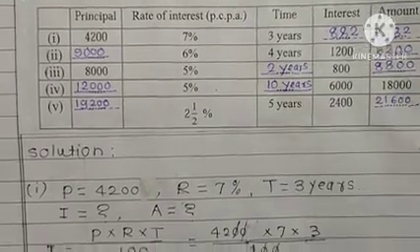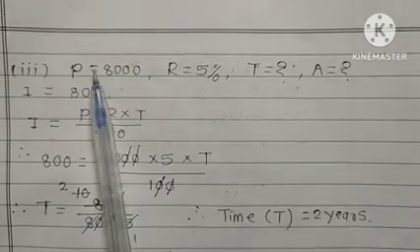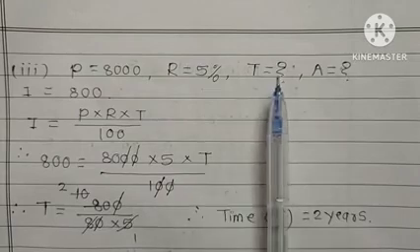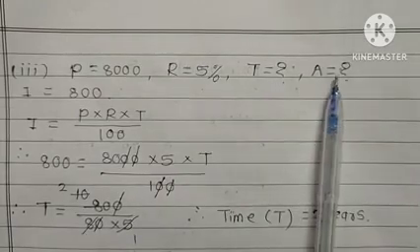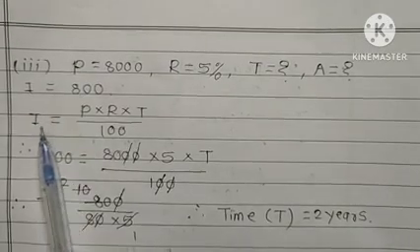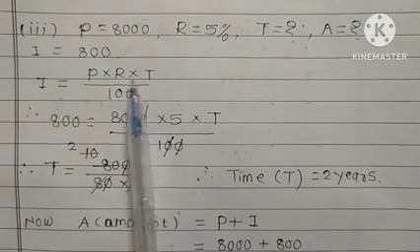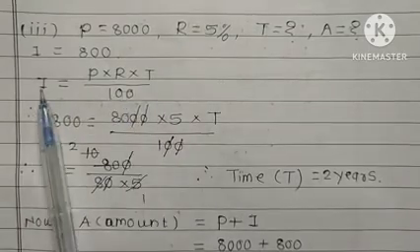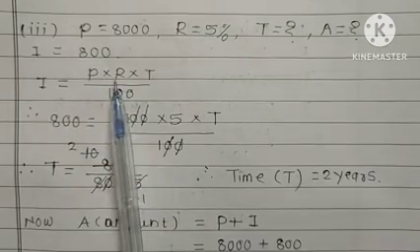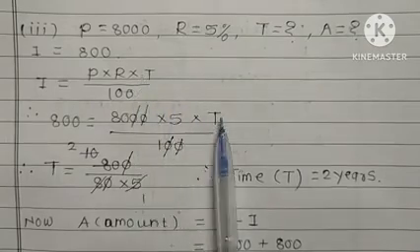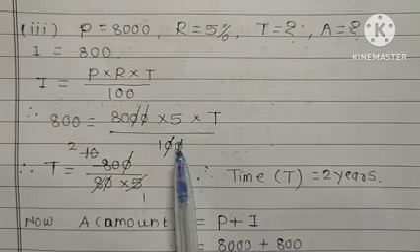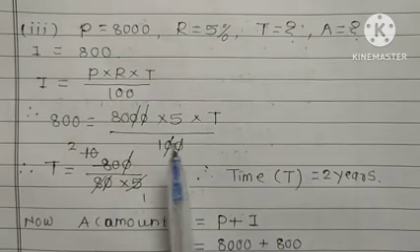Okay. So third, P is equal to 8000, R is equal to 5, T we don't know, A we don't know. But I is given 800. I is equal to P into R into T upon 100. I is 800, P is 8000, R 5, T we don't know, upon 100. Cancel these two zeros from numerator and denominator.